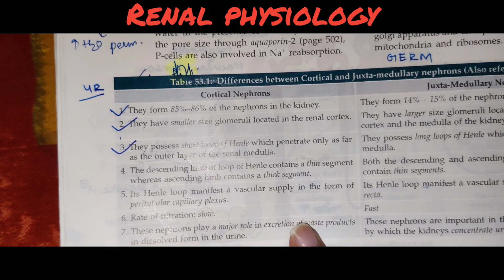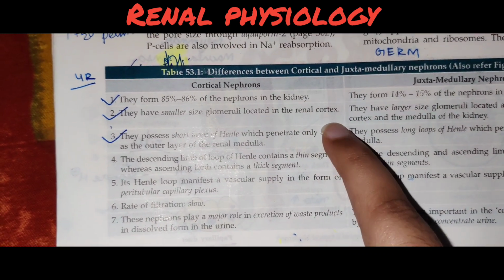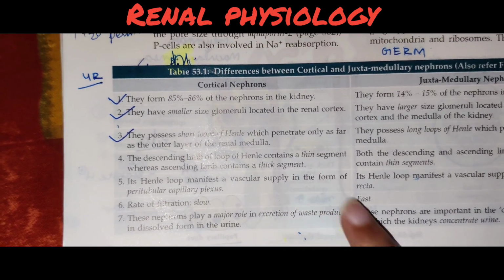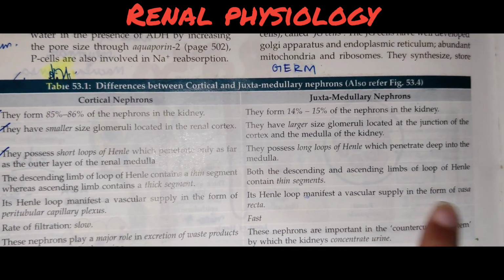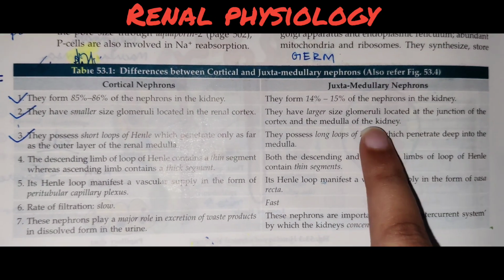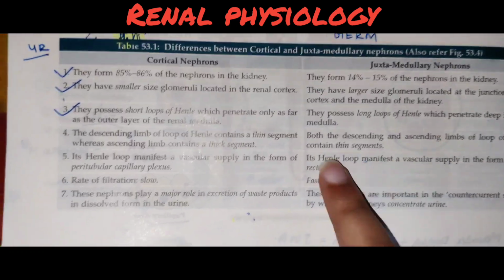So there is a capillary plexus all over the nephron. If it is in the cortex, it will be called peritubular capillary. If it is in the medulla, it will be called vasa recta, as in the case of juxtamedullary nephron, which extends till the medulla as they have a long loop of Henle.